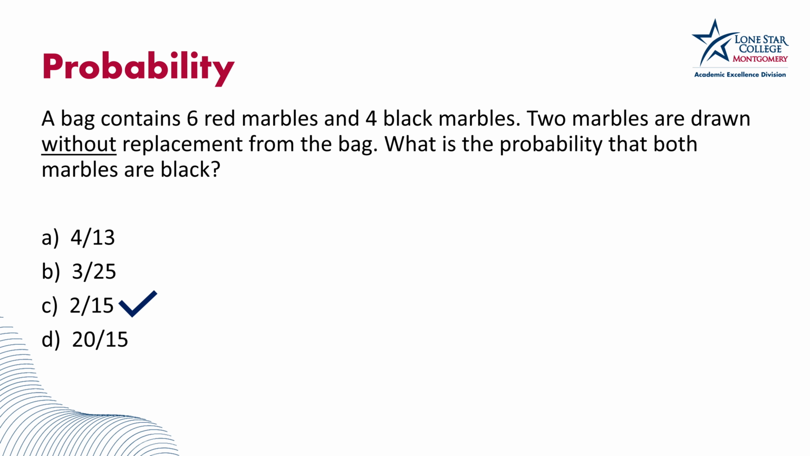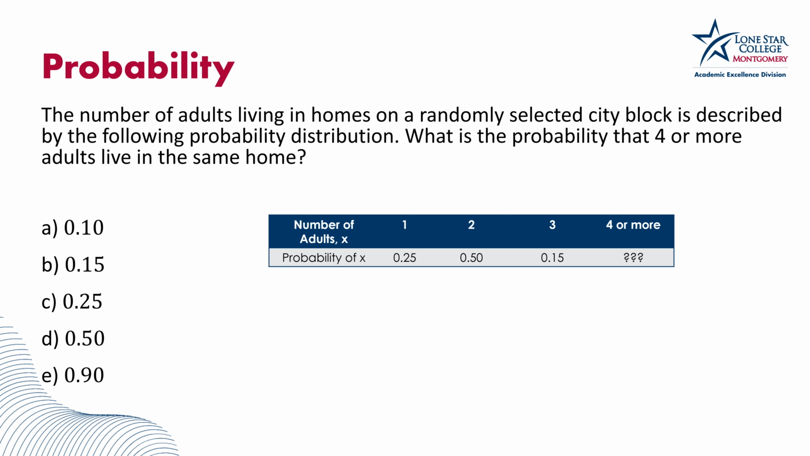The number of adults living in a home on a randomly selected city block is described by the following probability distribution. The question says, what is the probability that 4 or more adults live in the same home? So the first thing to think about is, what is a probability distribution?